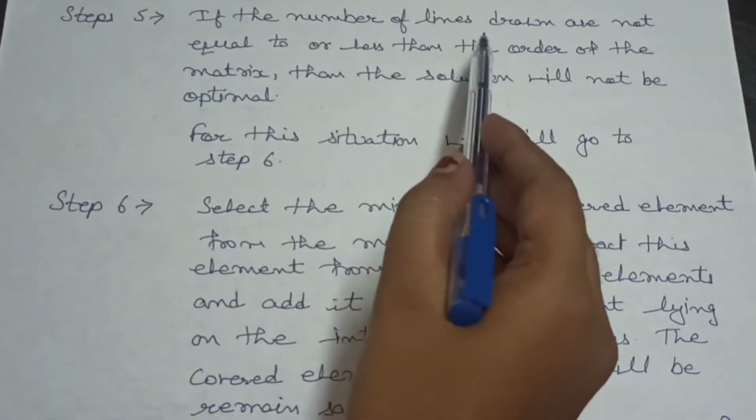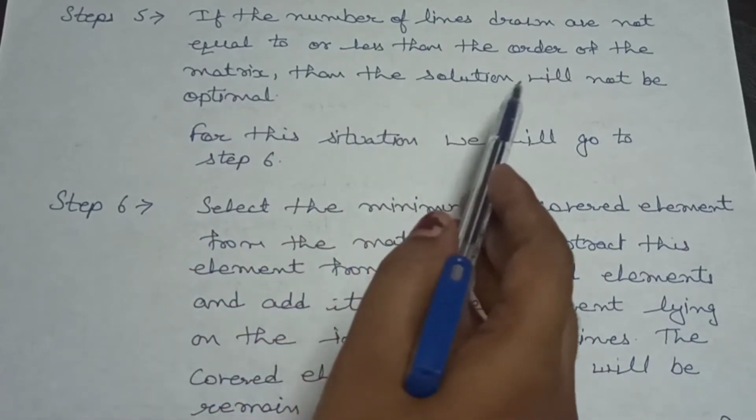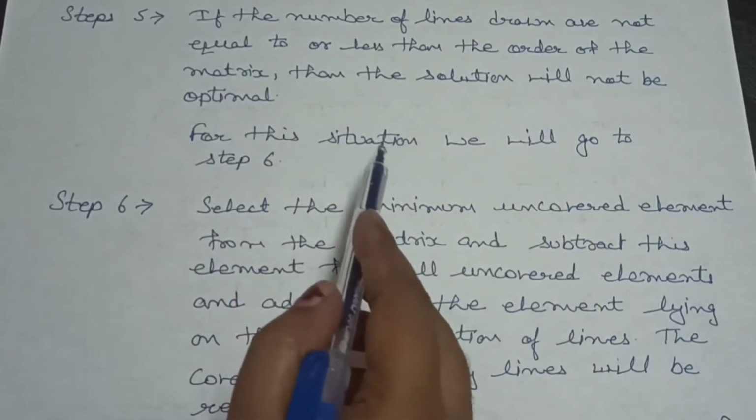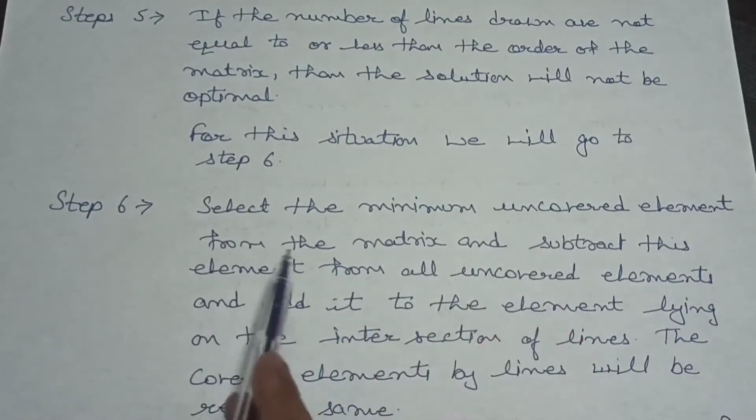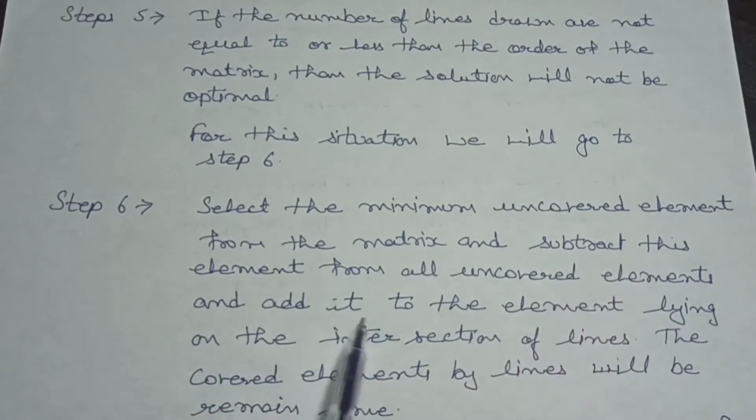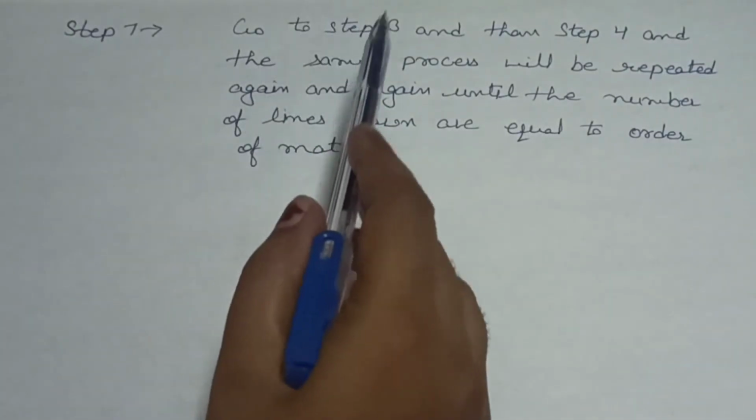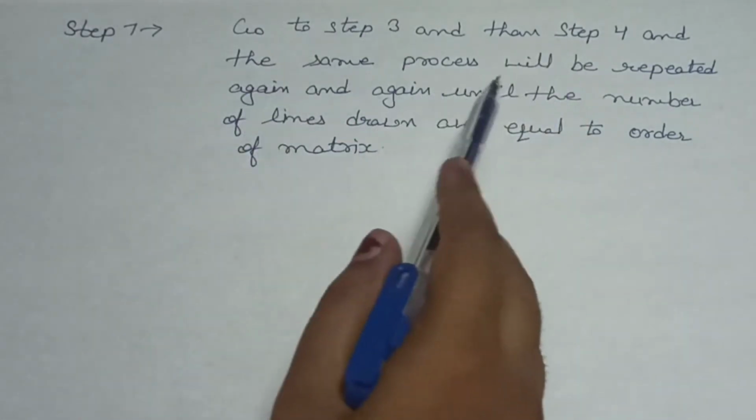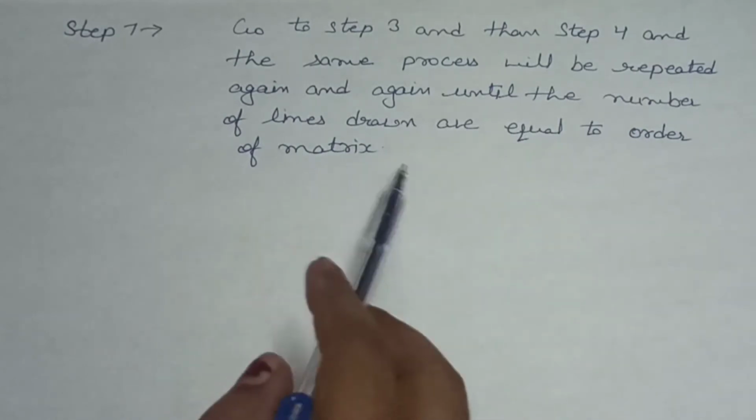But if the number of lines drawn is less than the order of the matrix, then the solution will not be optimal. For this situation, we will go to the next step. Select the minimum uncovered element from the matrix and subtract this element from all uncovered elements and add it to the element lying on the intersection of lines. The elements covered by lines will remain the same. And the last step, go to step 3 and then step 4 and the same process will be repeated again and again until the number of lines drawn is equal to the order of the matrix.